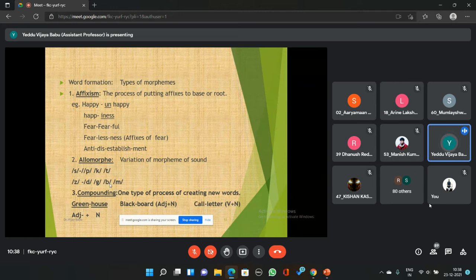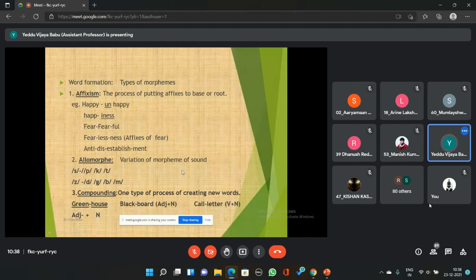So compounding is the process of creating new words with a combination of two different words. Here, rather than saying word, it is the combination of two different parts of speech, the segmentations. Like greenhouse. It is a single word we use, but when you divide the word, you can find green is representing the color, that's an adjective, and house is a noun. So it is a combination of two different parts of speech, adjective and noun, greenhouse.